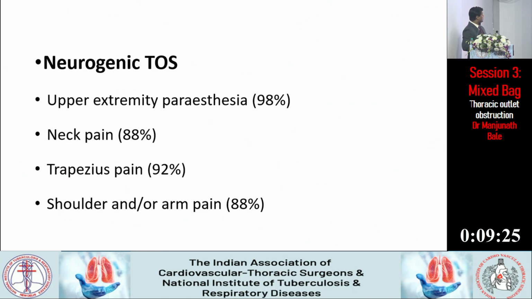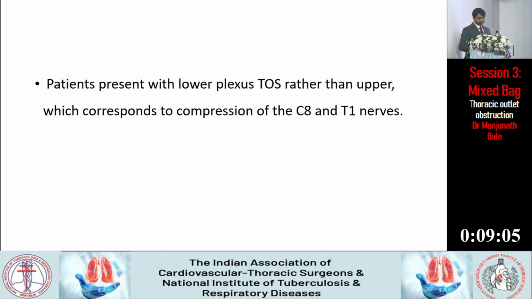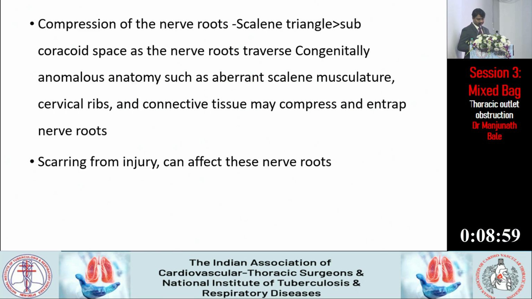So the most common symptoms of neurogenic TOS, as the word itself says, will be paresthesias in the upper extremity, neck pain, and trapezius pain. There is a large study which was done where they tried to analyze all the symptoms. The most important symptom being upper extremity paresthesia. You can also have chest pain and occipital headache. Paresthesia in all 5 fingers is also noted in some cases. So, as I said earlier, the lower plexus in TOS is more involved than the upper plexus.